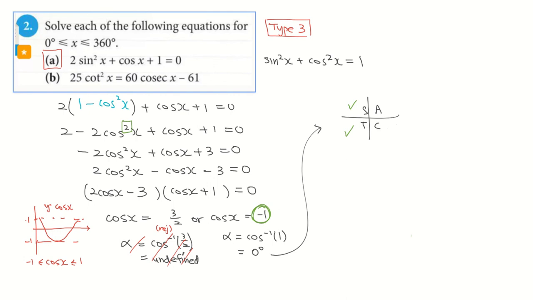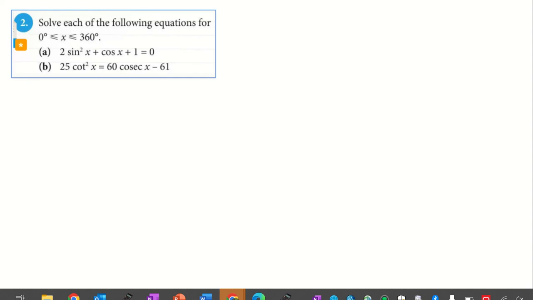Alpha is 0. Basic angle is 0. It can only be one answer, which is 180. Thank you, Xin Hui. So x is 180. This is the only answer because basic angle is 0. Now let's go on to question 2.